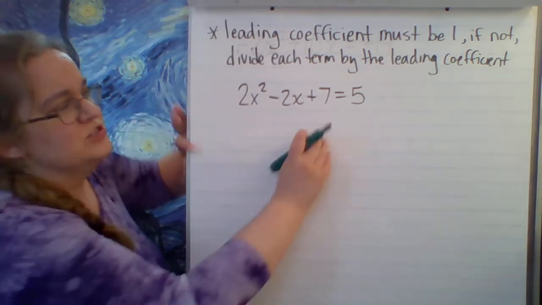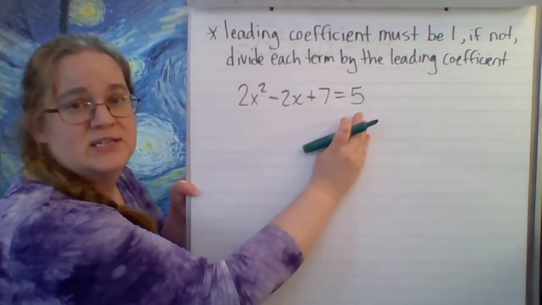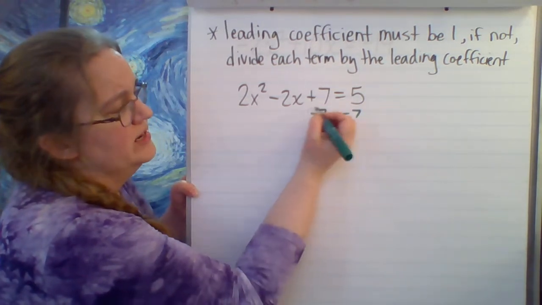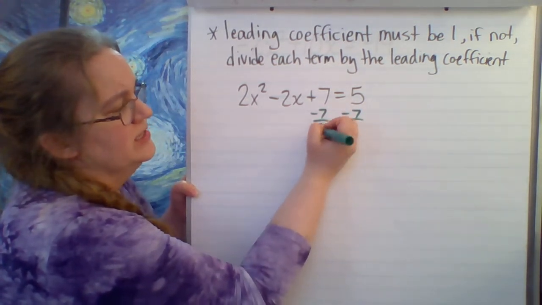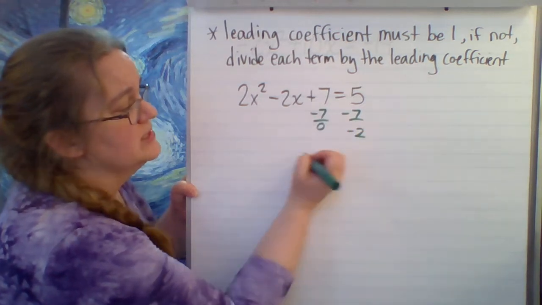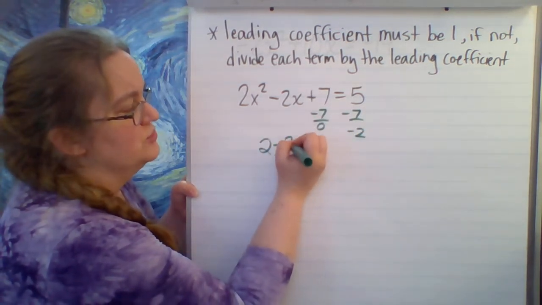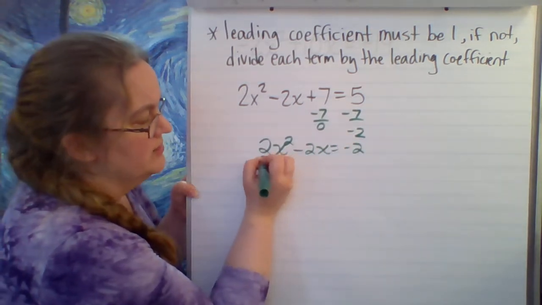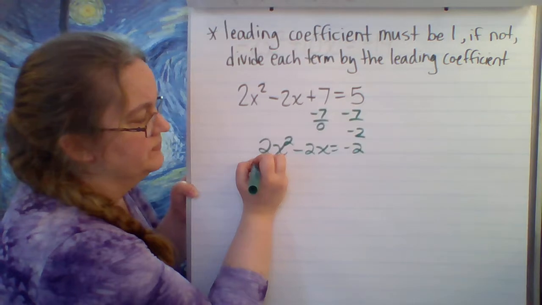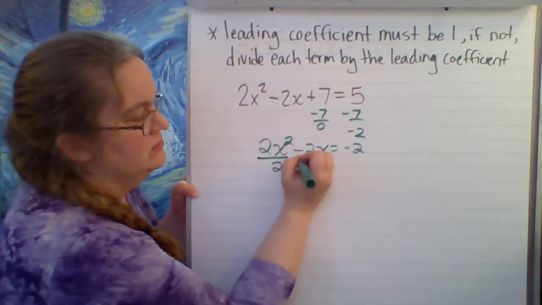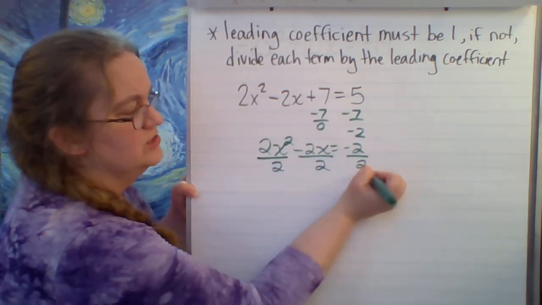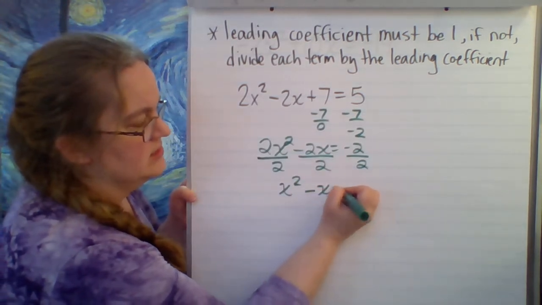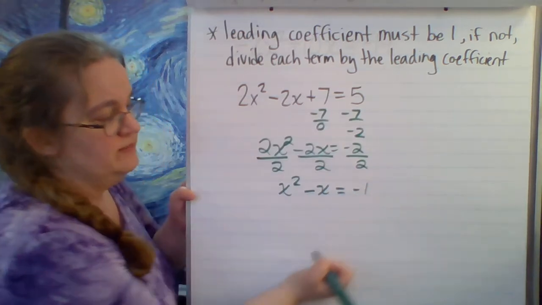I'm going to start by going ahead and moving the 7 because I know I'm going to have to do that first. You could divide out first, or you could move the 7 first. It doesn't matter what the order is. But basically, I'm left with 2x squared minus 2x equals negative 2. So I'm going to divide out by 2 each term. I get x squared minus x equals negative 1.